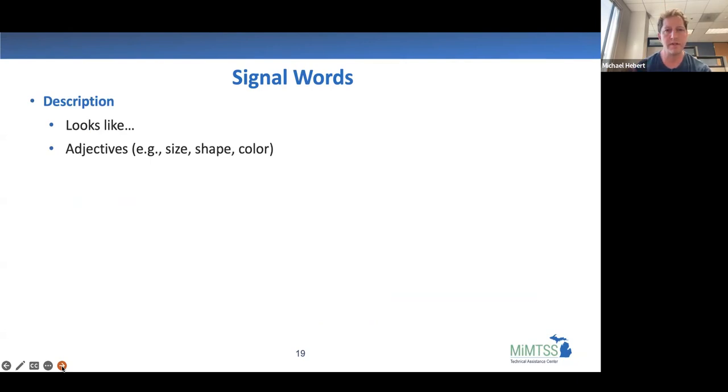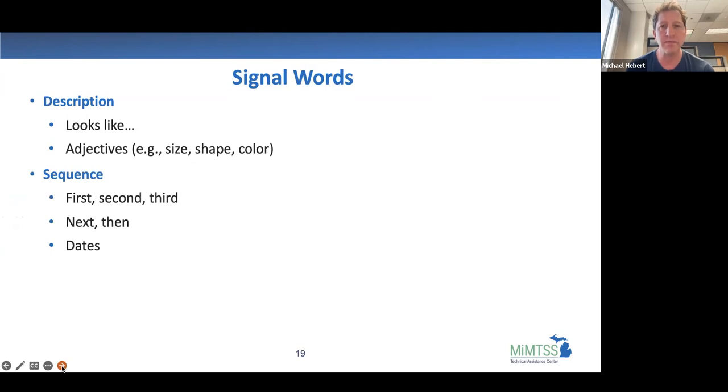So in a description, they might say things like, oh, it looks like this, or they might provide adjectives around the shape, the size, or the color of a thing, right? They're really just trying to describe this. And so that might be a signal as to what text structure the author is using. For sequence, you might see sequence words, things like first, second, third, next, or then, or you might see dates, right? In 1789, we saw this, and then in 1790, this happened, right? And so that provides a signal in terms of dates.